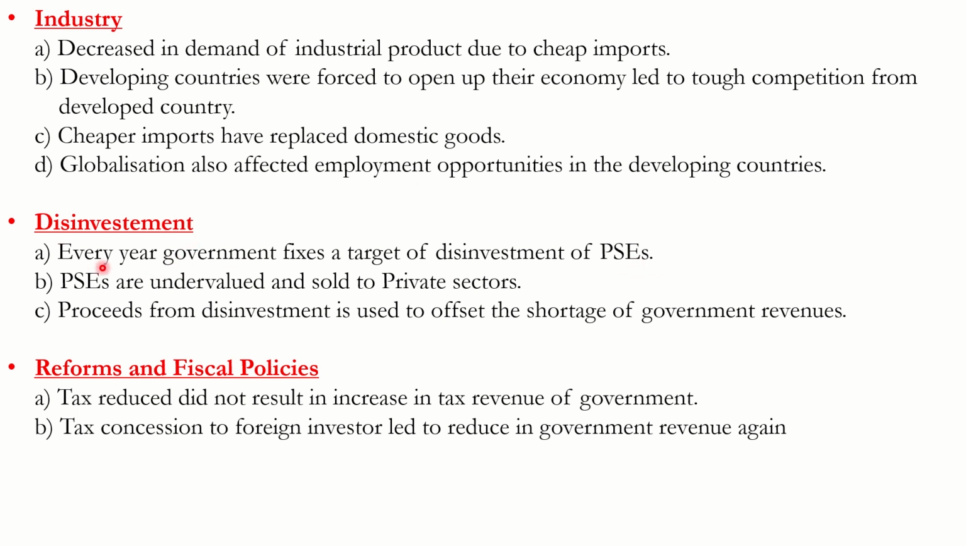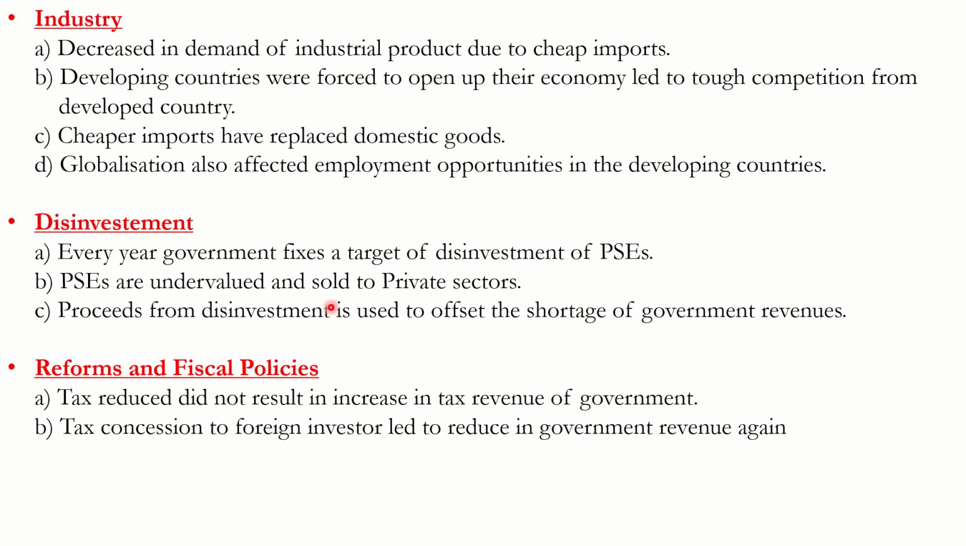Disinvestment, demerits under disinvestment. Every year, government fixes a target of disinvestment of PSEs, that is public sector enterprises. Most of the time, what has happened is that PSEs, that is public sector enterprises, were undervalued and sold to private sectors. Whatever money we used to get from disinvestment was used to solve the problem of shortage of government revenues.